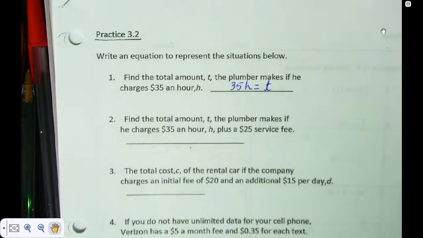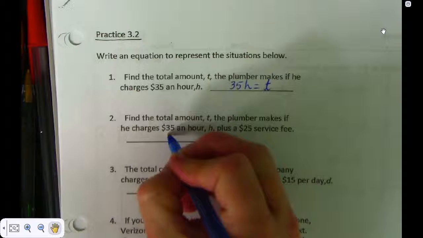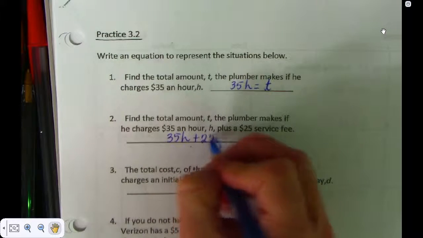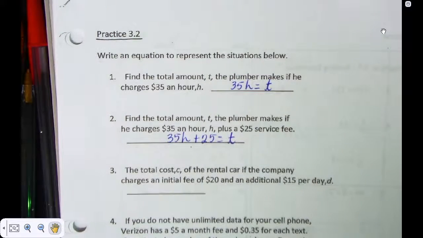Okay. Number 2. Brooke, read number 2. Okay, Willie, what do you think? Good job. Or you could put T equals at the front. Either one.